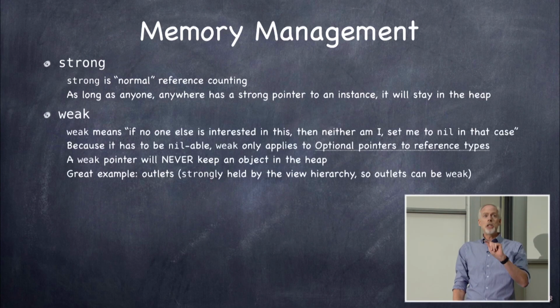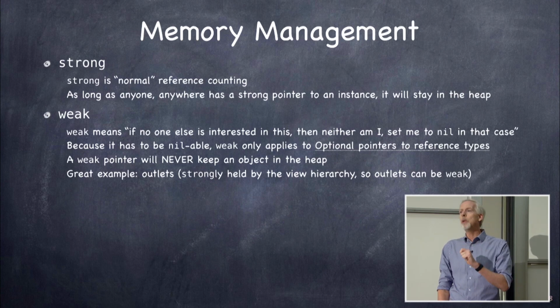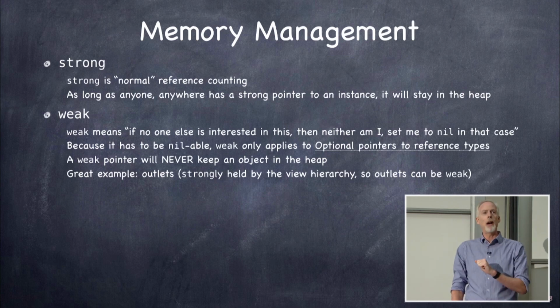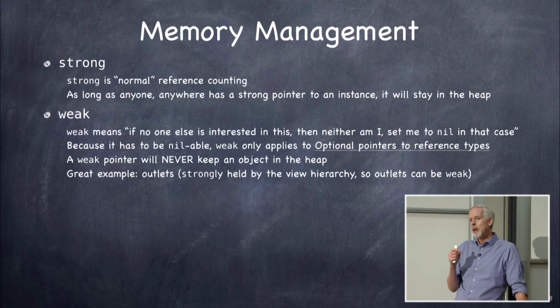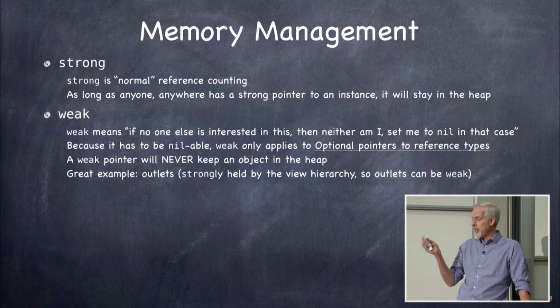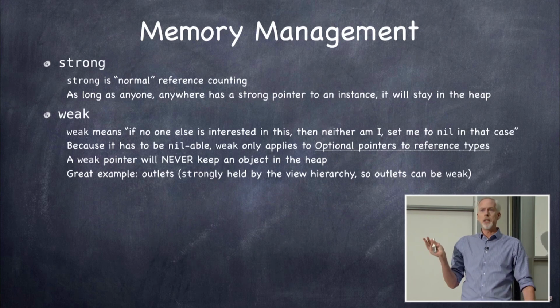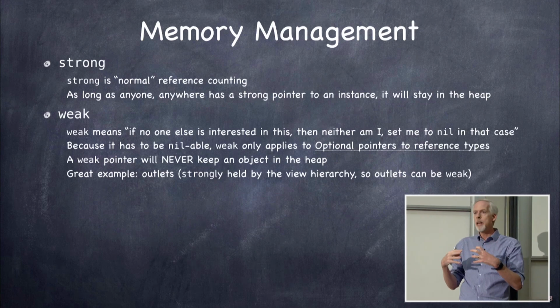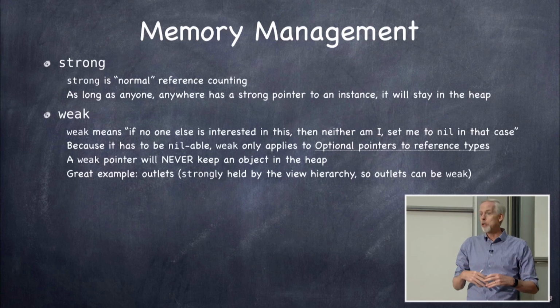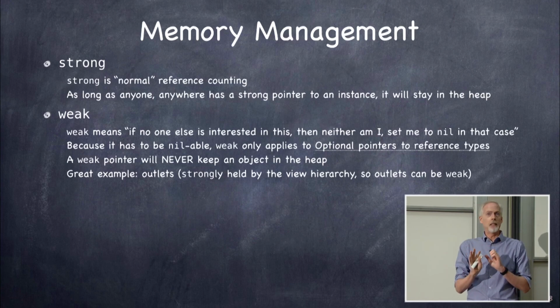Now weak, you've actually seen before. Y'all remember weak? It was on the outlets. Okay, when we made that outlet connection, I said, oh, see that weak? I'm going to tell you about that next week. Well, I'm living up to my promise. I'm telling you about weak, okay? What does weak mean? Weak means I'm pointing to this thing in the heap, but I'm only really interested in it if someone else is interested in it. Okay? In other words, if someone else has a strong pointer to it, keep it in the heap. But as soon as no one else is interested in this, in other words, all other strong pointers go away, set me to nil and throw the thing out of the heap. So this is the don't keep that thing in the heap on my account kind of pointer.